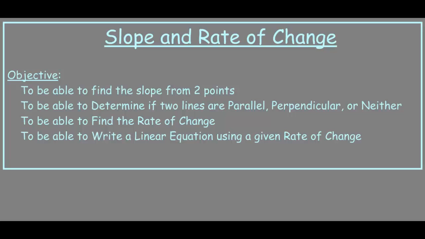Today we're going to look at slope and rate of change. Our objective is to be able to find the slope from 2 points, to be able to determine if two lines are parallel, perpendicular, or neither, to find the rate of change, and to be able to write a linear equation using a given rate of change.